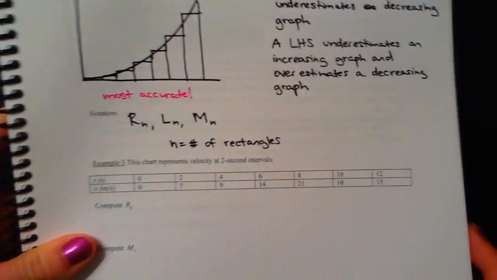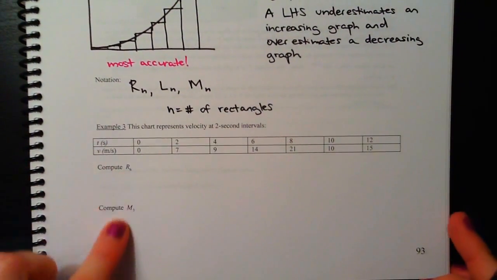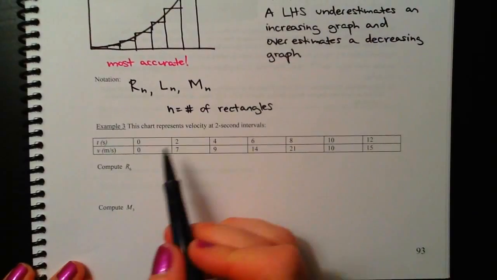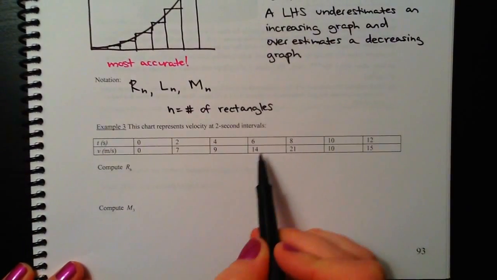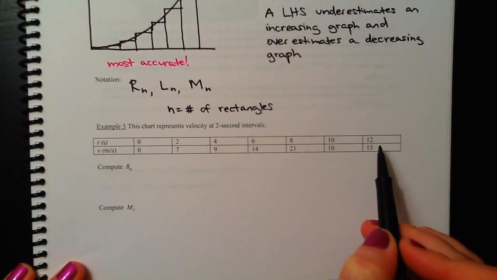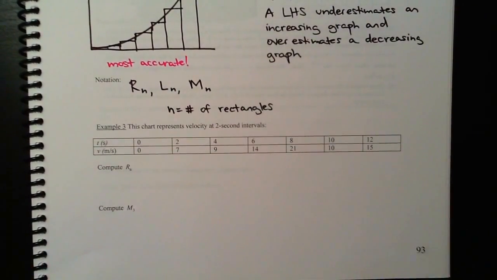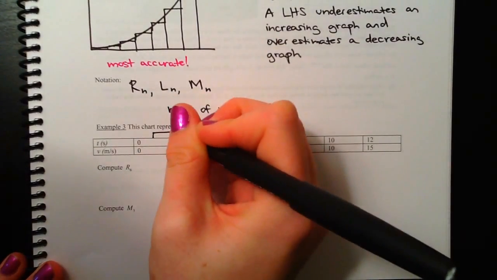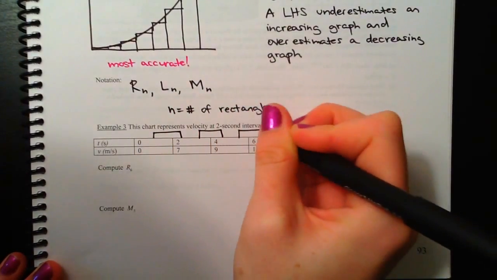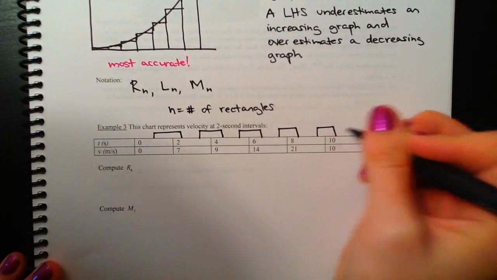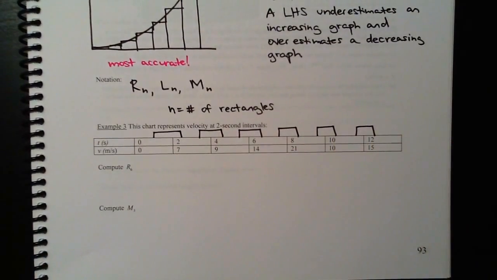So we've got a chart that represents velocity at 2-second intervals. We're going to compute a bunch of these. So R6: if you look here, we've got 1, 2, 3, 4, 5, 6 intervals, from 0 to 2, 2 to 4, etc., all the way down to 10 to 12. So when we compute R6, here are your 6 different widths. What we're doing is just adding up the area of all of these rectangles. So you have base times height.